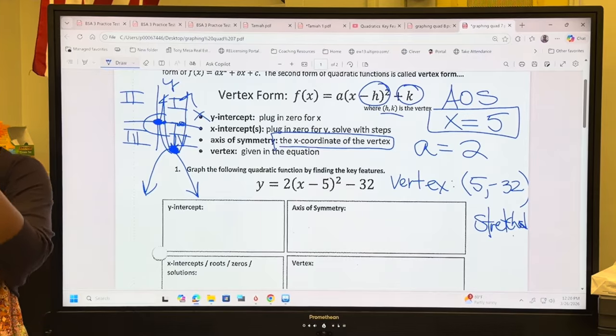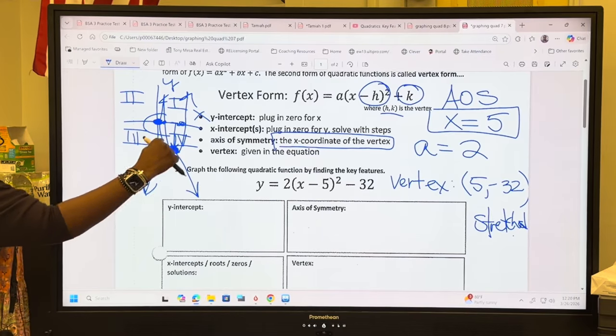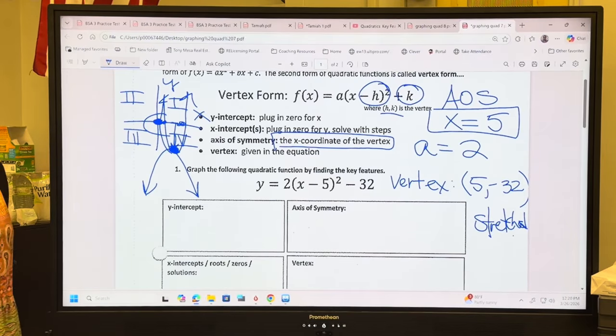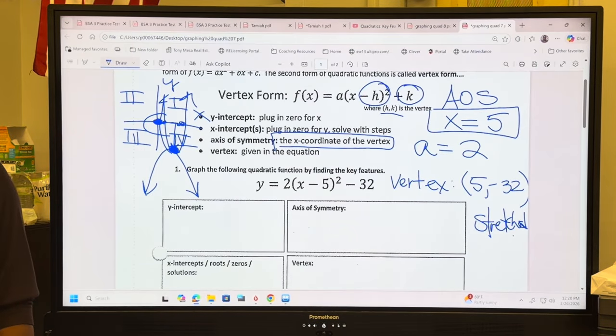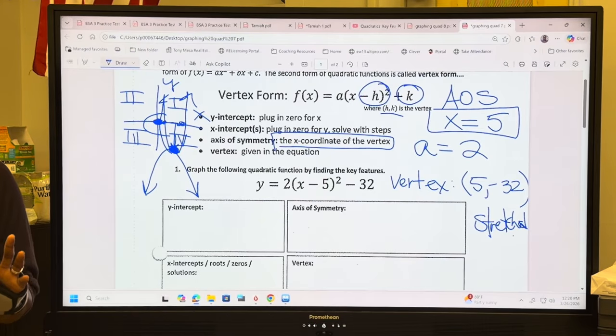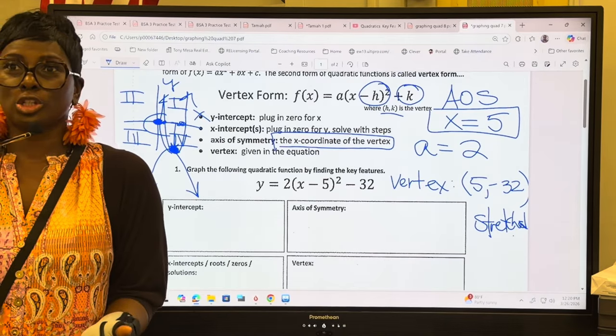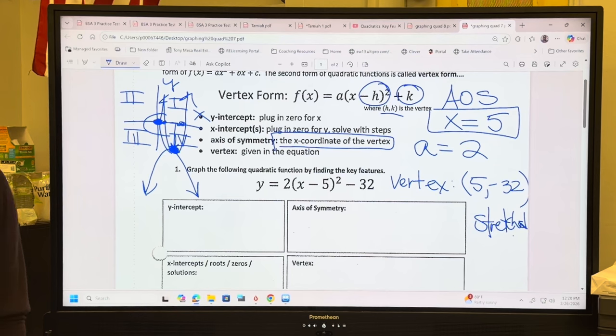So now, if your vertex is below the x-axis and you're U'ing down, you're not going to have any solutions because it's not going to touch the x-axis. Are y'all following? Are you following me? I'm trying to get you to understand how all this stuff come together and makes sense. Are you all following? So how do I get no solution? Here's one way. What's another way to get no solution?